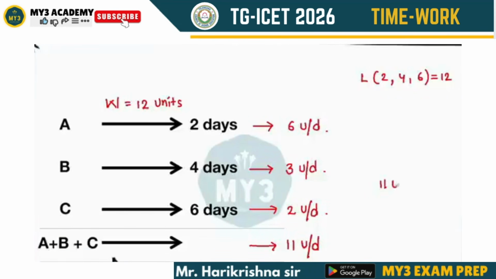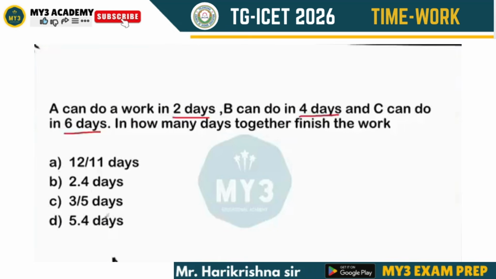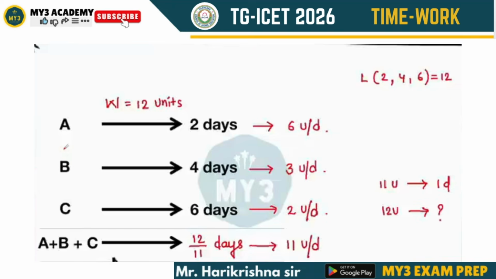To complete 12 units of work, what is the time taken? So 11 units are completed in 1 day of time. To complete 12 units, what is the time taken? So it is going to be simply 12 by 11 days. Mark your answer choice as 12 by 11, which is available as option A. Mark it as answer choice. Moving forward to the next question.